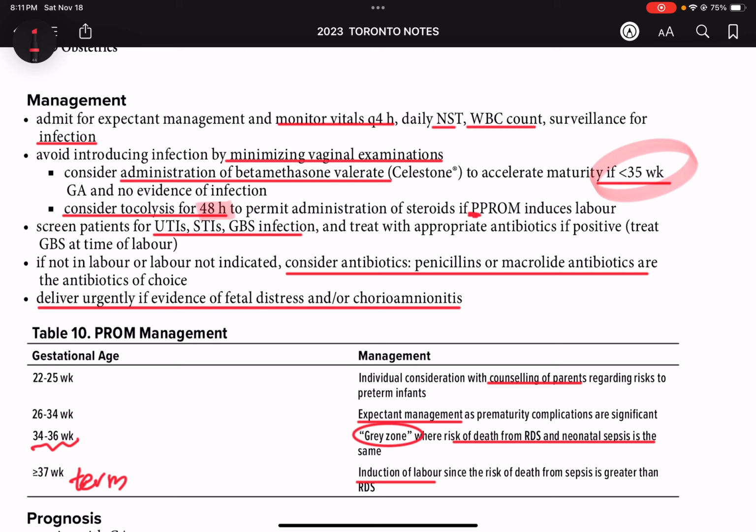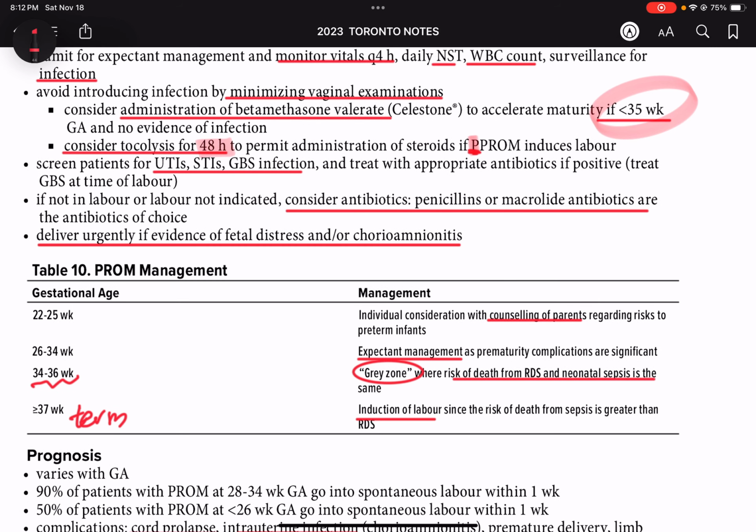So if there was pre-labor rupture of membranes, but it was preterm, and if the rupture induces labor, then you would want to give tocolysis so that you'll be able to give steroids. You have to screen the patients for any sort of infections. Consider antibiotics. Penicillins are antibiotics of choice, and if you have to deliver urgently.